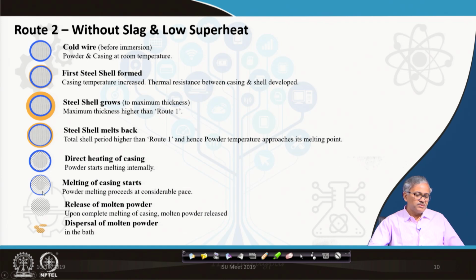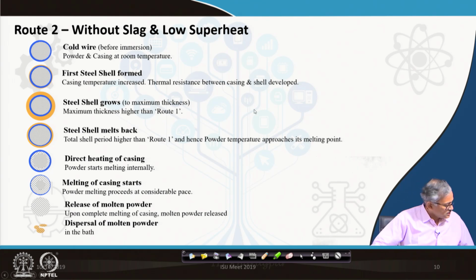So by that time the powder also gets preheated beyond its melting temperature, and the powder is molten when it is released. So the molten powder is released. This is shown from the model calculation. The basic difference is that without slag, and with low superheat, the wire takes more time for its melting, because the shell grows to a maximum extent, and shell growth and dissolution take more time, right? So that is the thing.